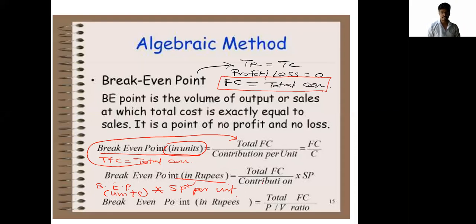And also directly we can get the value in rupees: total fixed cost divided by PV ratio. When total fixed cost is divided by PV ratio, the answer is break-even point in rupees. We can get the break-even point in rupees directly by dividing total fixed cost by PV ratio. You already know how to calculate the PV ratio.